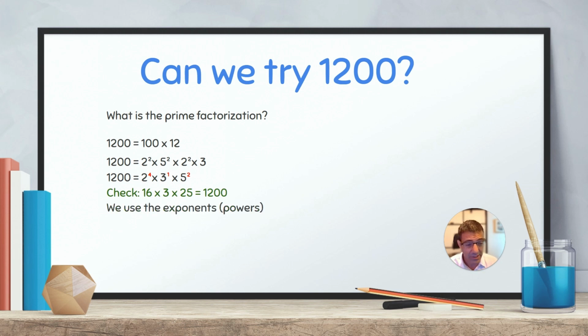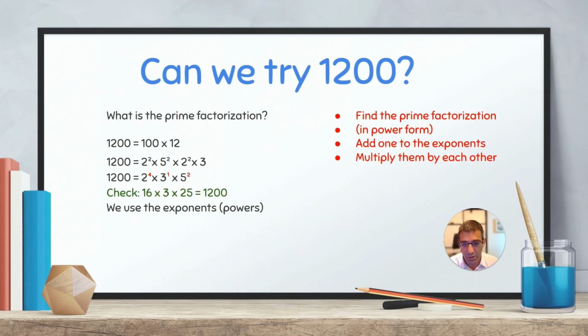Now remember, we use the exponents. So for my exponents, I have a 4, I have a 1, and I have a 2. What do I need to do? I need to add 1 to each one of those. So I'm going to add 1 to the 4, add 1 to the 1, and add 1 to the 2. Using the same formula which we had before, 4 plus 1 is 5, 1 plus 1 is 2, and 2 plus 1 is 3. So I can do 5 times 2 times 3, and 5 times 2 is 10, 10 times 3 is 30. So I'll have 30 factors. So in this prime factorization, 1200 actually contains 30 factors.